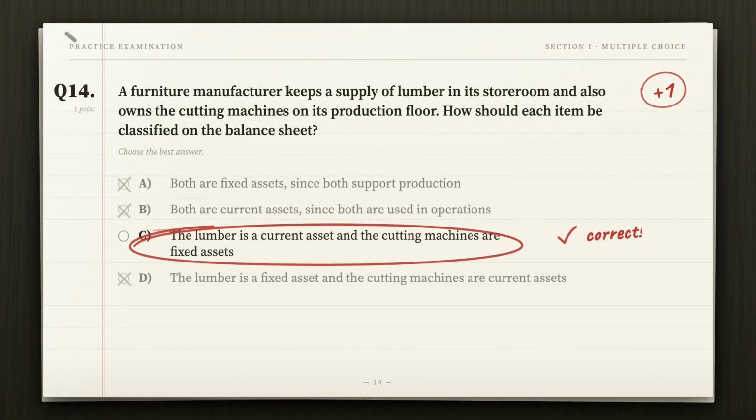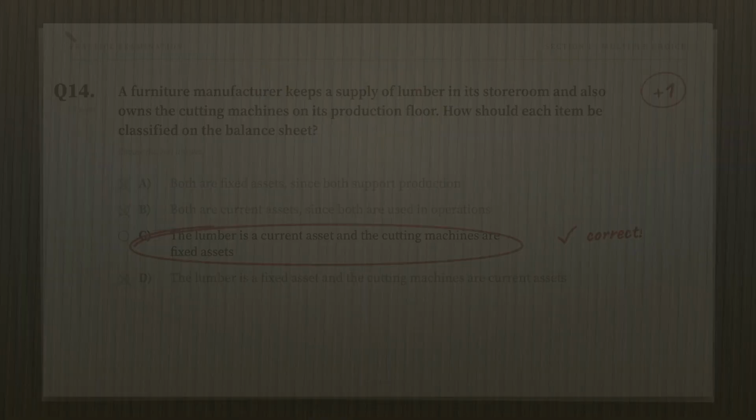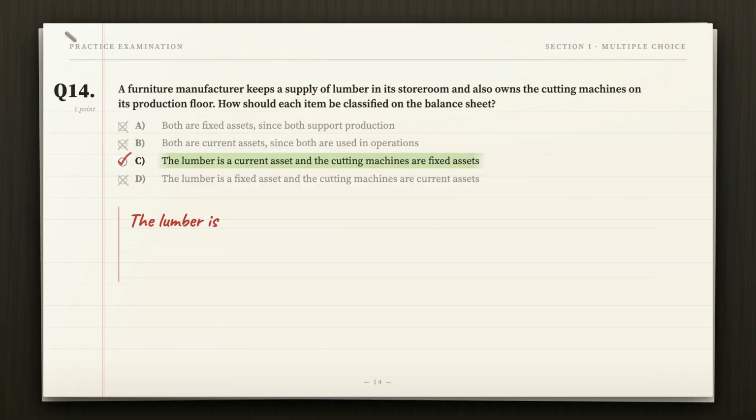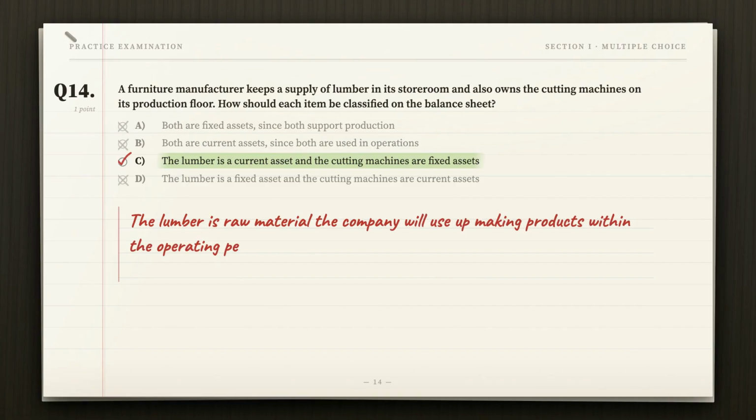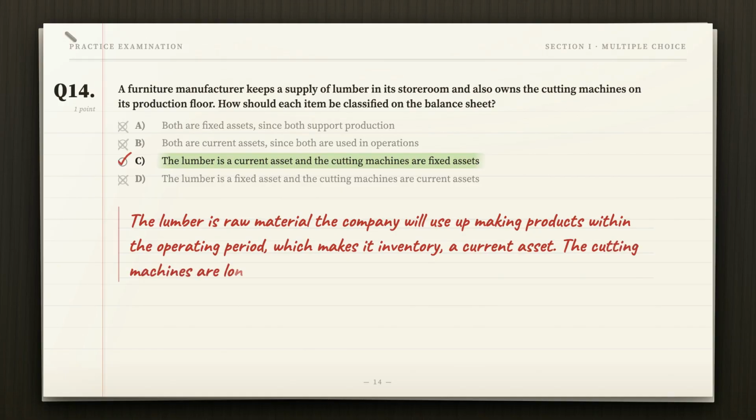The correct answer is C. The lumber is a current asset and the cutting machines are fixed assets. C is correct because the lumber is raw material the company will use up making products within the operating period, which makes it inventory, a current asset. The cutting machines are long-lived equipment used for years, which makes them fixed assets.